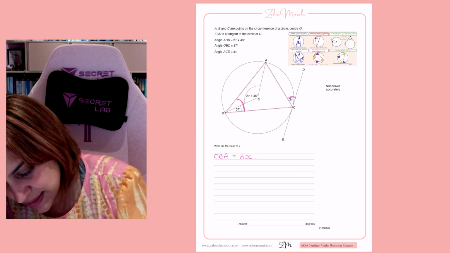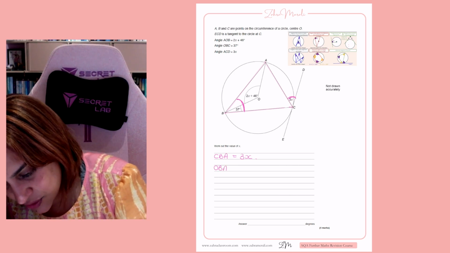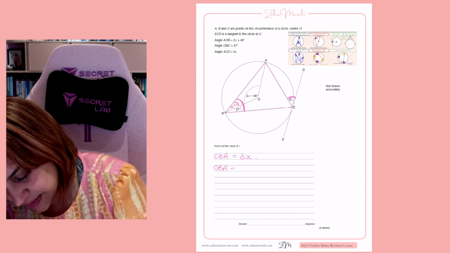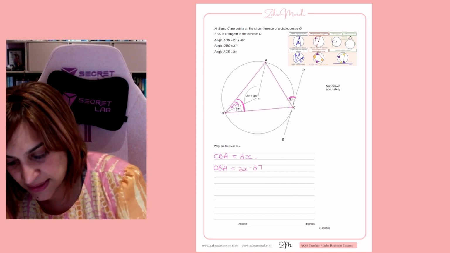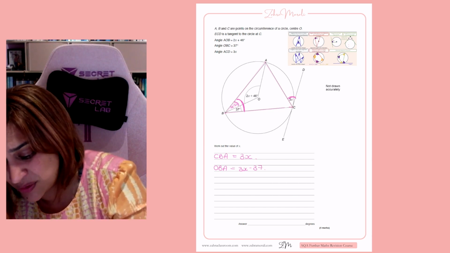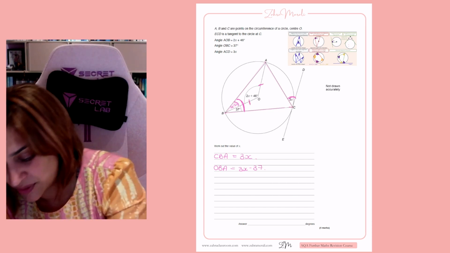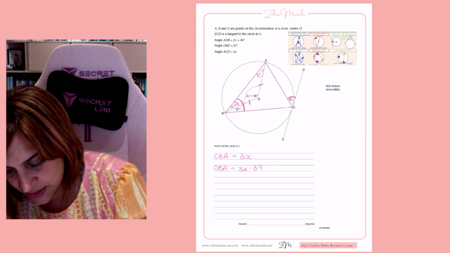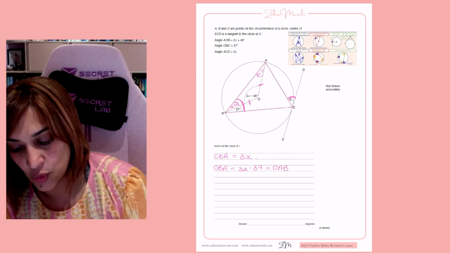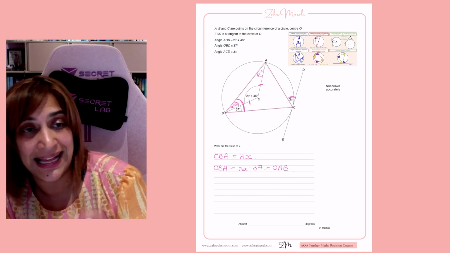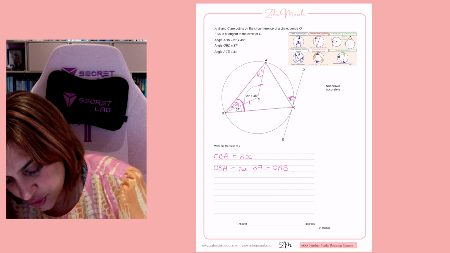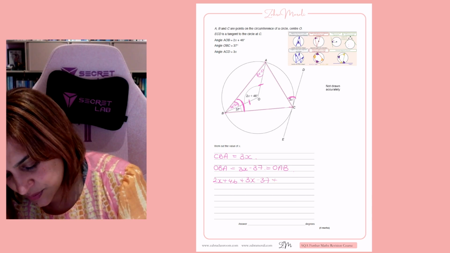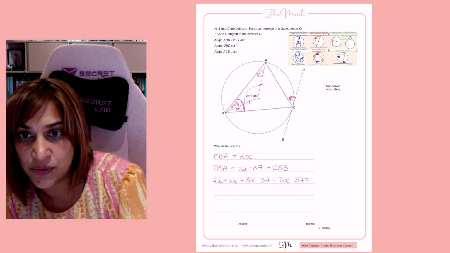So that means OBA, this angle over here, must be 3x minus 37. We also know we've now got, the same as before, an isosceles triangle. This is also 3x minus 37, so OBA is that, which is the same as OAB. We know that angles in a triangle add up to 180. So we've got 2x plus 46 plus 3x minus 37 plus 3x minus 37 equals 180.